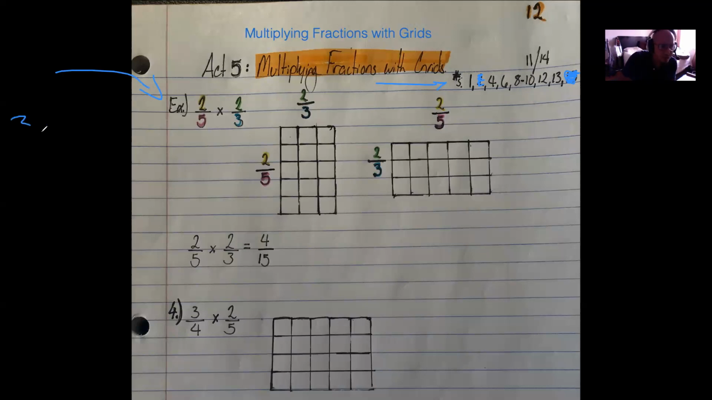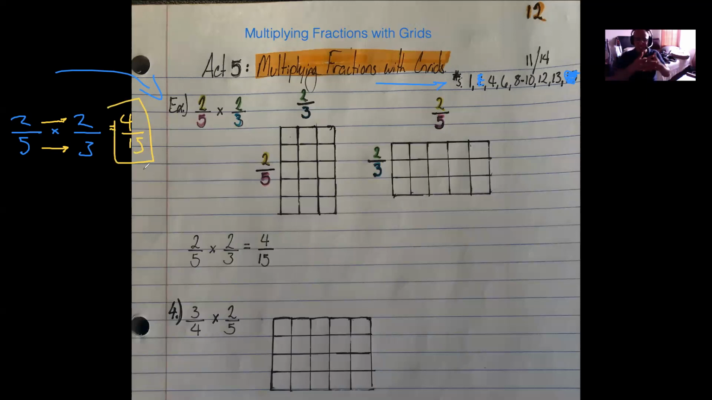But with that in mind, let's do this problem. 2/5 times 2/3. The most basic way that we multiply this is we do numerator times numerator and denominator times denominator. So 2 times 2 is going to give us 4, and 5 times 3 is going to give us 15. And actually, that is simplified already. That is in simplest form. I don't have to go on. When I multiply these two fractions, that is going to be my answer, 4/15.